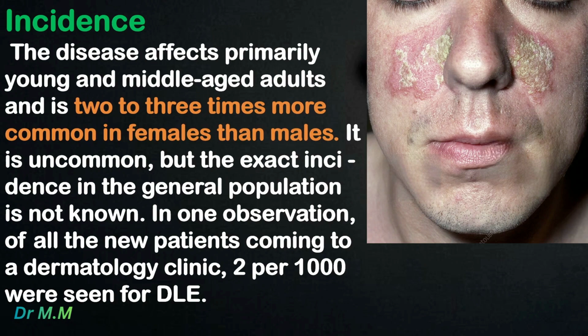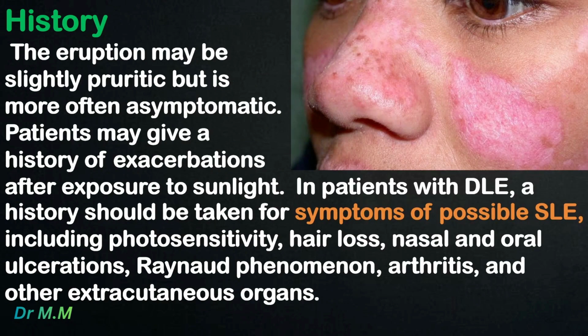Incidence: the disease affects primarily young and middle-aged adults and is 2 to 3 times more common in females than males. It is uncommon, but the exact incidence in the general population is not known. In one observation of all the new patients coming to a dermatology clinic, 2 per 1,000 were seen for Discoid lupus erythematosus.